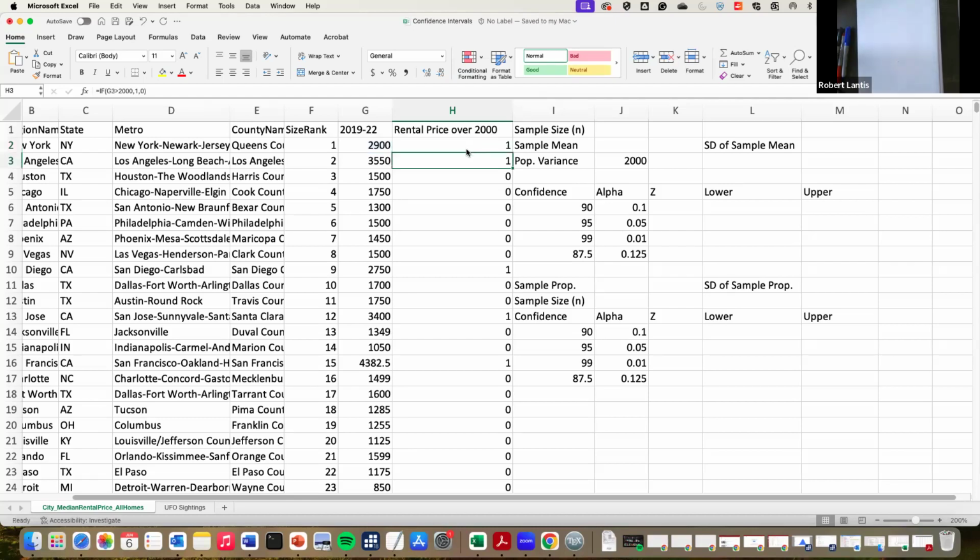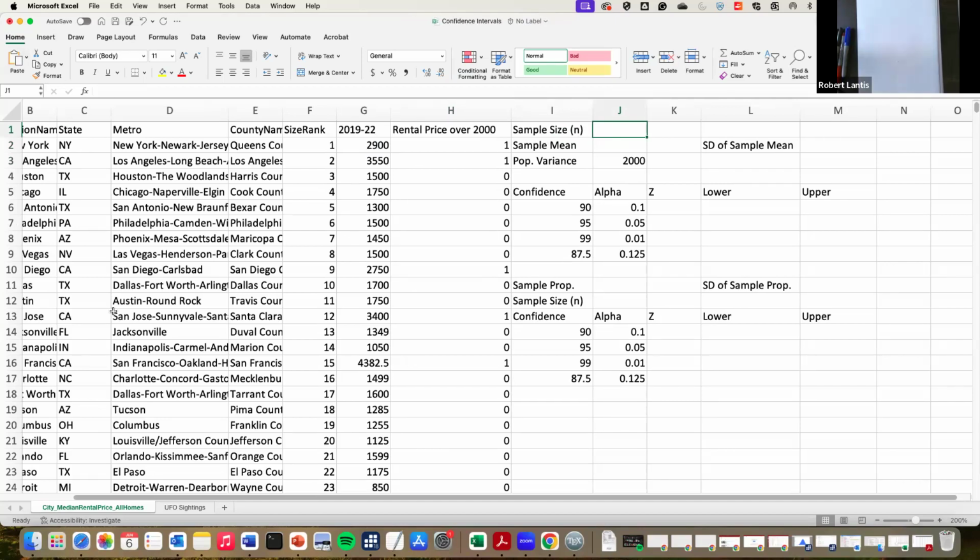Okay. The very first thing we'll do is look at this and say, well, I might be interested in what the true population mean rental price is. Right? So we're going to build a confidence interval. Just as a reminder, what is this going to look like?